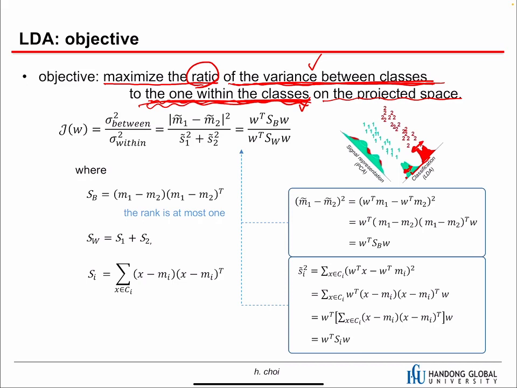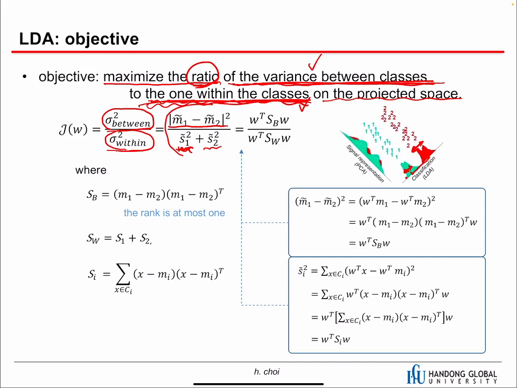So how can we define this objective with equations? First, this is a ratio. We have the variance between the classes and the variance within the classes. The variance between classes is actually the distance between the mean vectors on the projective space. And the variance within the classes is actually S sub 1 tilde square plus S sub 2 tilde square. This one is the variance within the first class, and this one is the variance within the second class.